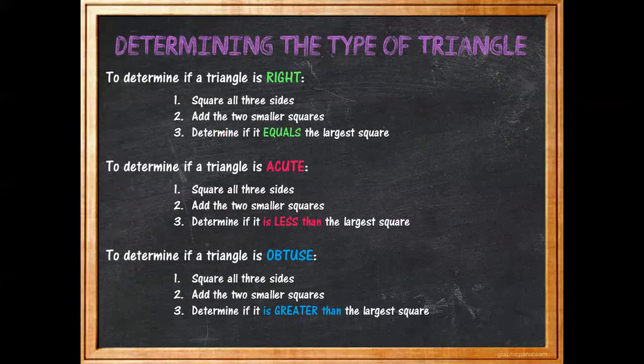To determine the type of a triangle, to determine if it's right, you want to square all 3 of the sides. Add up the 2 smaller squares, and if it equals the largest square, then you know it's a right triangle. For an acute, the same thing, square all the sides and add the 2 smaller ones. If it's less than the largest square, then you know it's an acute. And for an obtuse, square all 3 sides, and if the 2 smaller ones are greater than the largest one, then you know that it's obtuse.